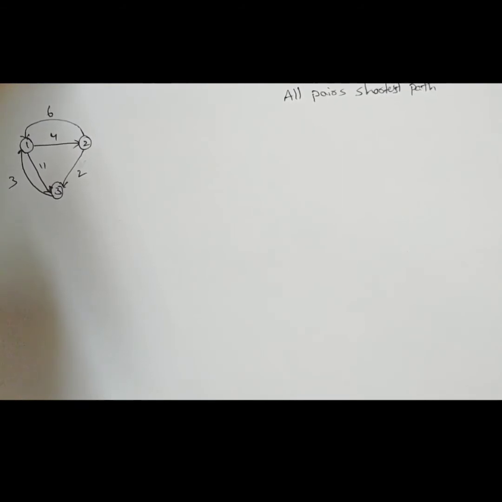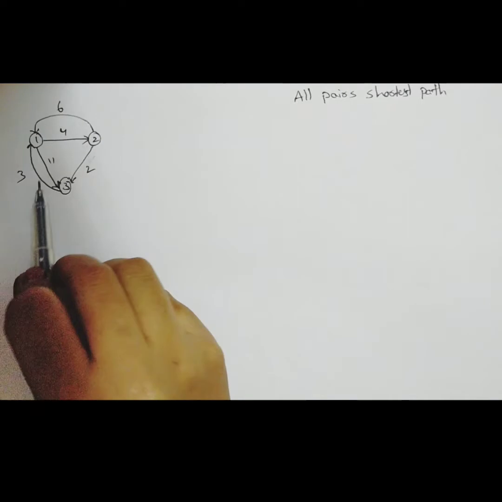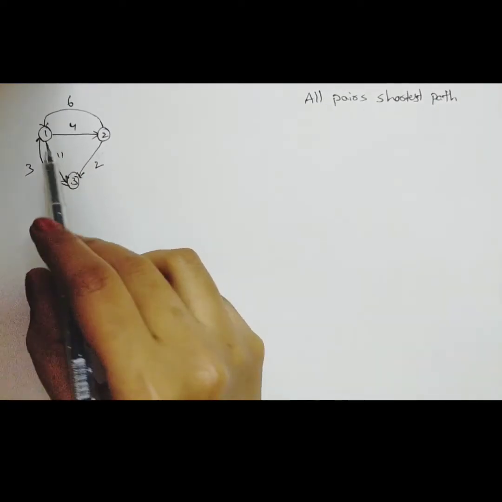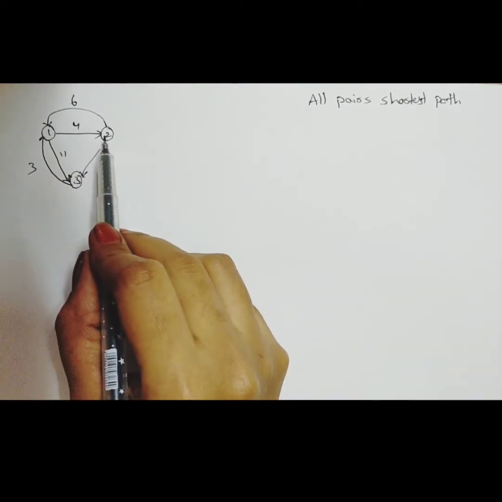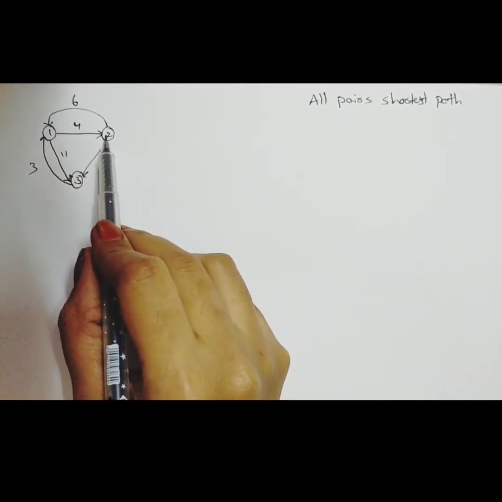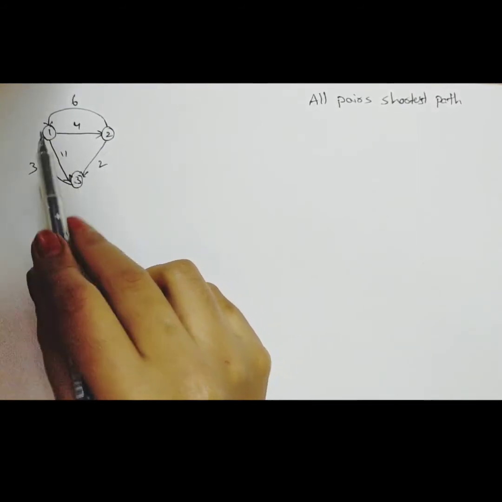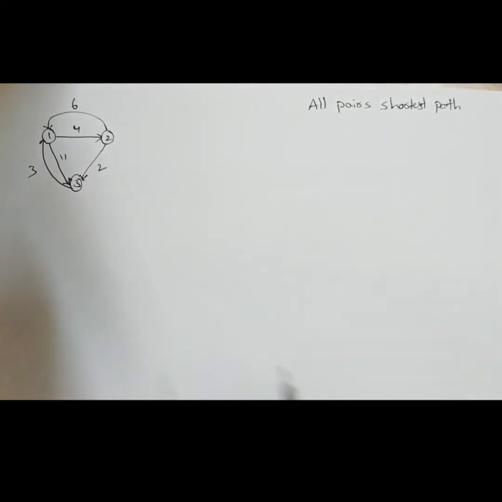Now let us see how the shortest distance will be found for the given graph. This is the graph, and for this graph you need to find the shortest distance from vertex 1 to 2, vertex 1 to 3, and in the same way from vertex 2 to 1, from vertex 2 to 3, and in the same way from vertex 3 to 1 and from vertex 3 to 2.